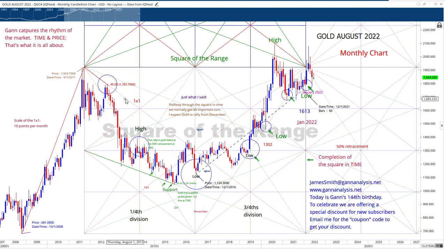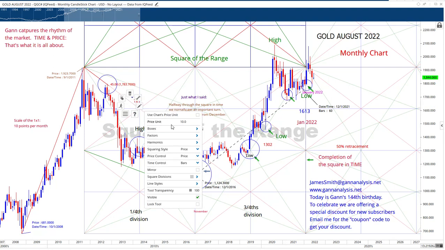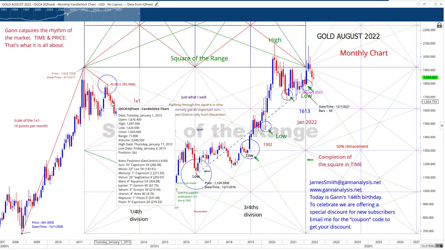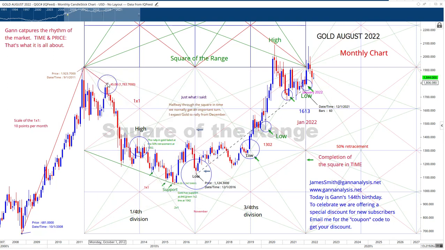Now, if you're wondering how this is constructed, maybe you didn't see my first posting a couple years ago. The way this works is price unit refers to the scale of the red line drawn down from the high. This line is using a scale of 10 points per month, so it moves down. That's the rate of change for this line here. And when it gets all the way down here to the level of the prior swing low, that means you've completed the square in time.